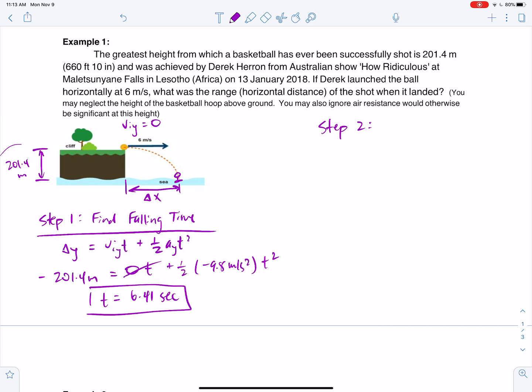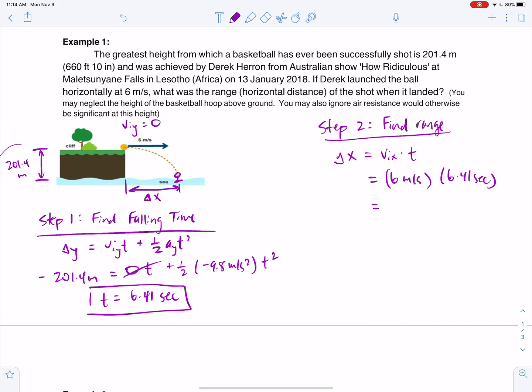So now I'm going to go into the horizontal direction for my second step. I'm going to find the range. That's the horizontal distance that the ball travels, okay? And I'm going to use the first equation in the horizontal direction. The range, the delta x, is going to be equal to that initial velocity multiplied by the time. So here we go. It's moving at 6 meters per second. That's how fast Derek pushes it outward from himself. And it's going to do that for 6.41 seconds before it hits the ground. So that means it's going to travel a horizontal distance of 38.46 meters.